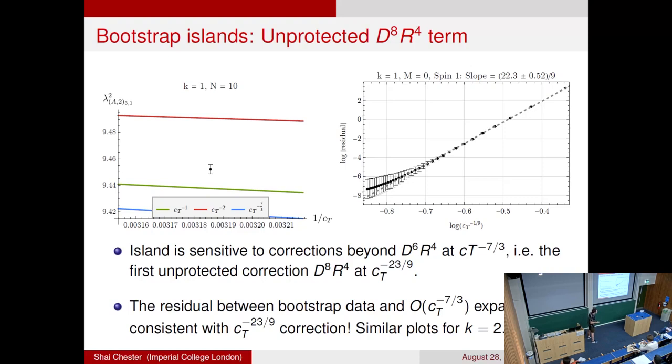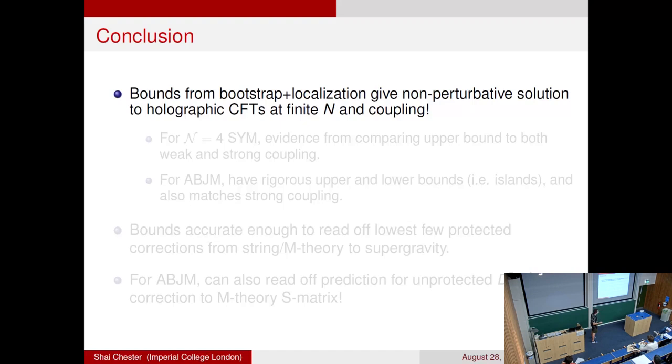Now, I should say that we have a similar plot also for the k=2 theory with the exact same result, where we can also correctly predict that the power of c_T is roughly 23 over 9. Cool. Okay, so those are the results I wanted to talk about.